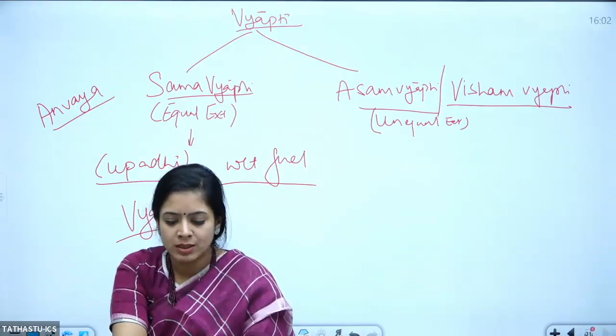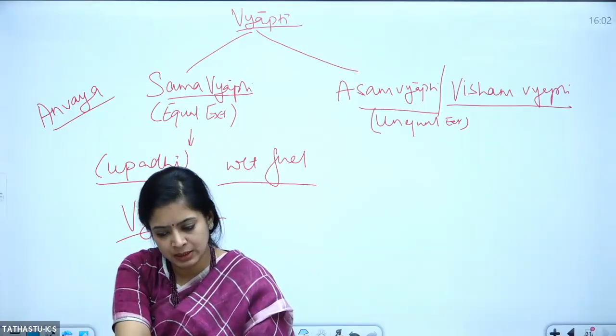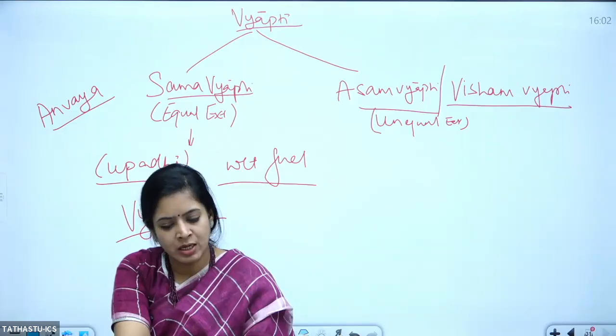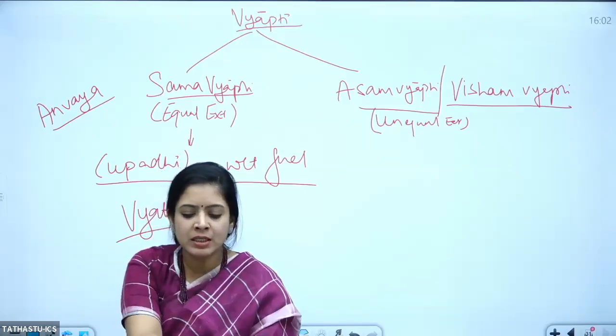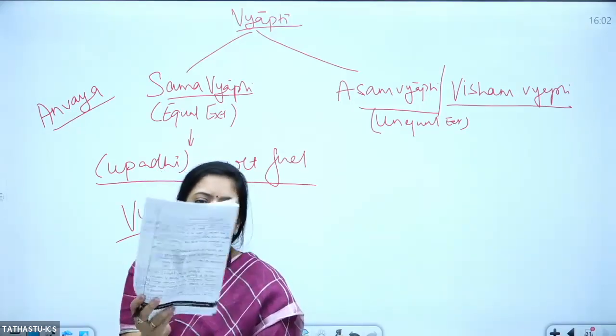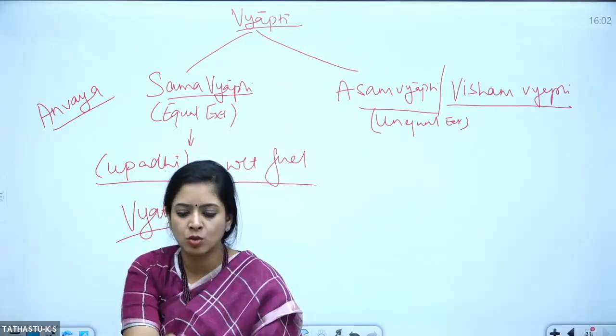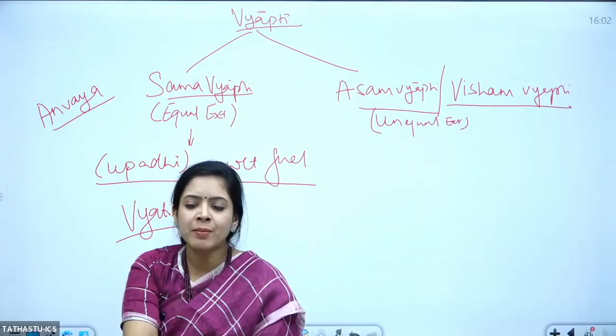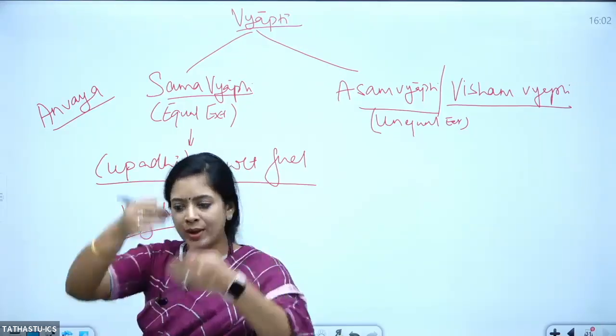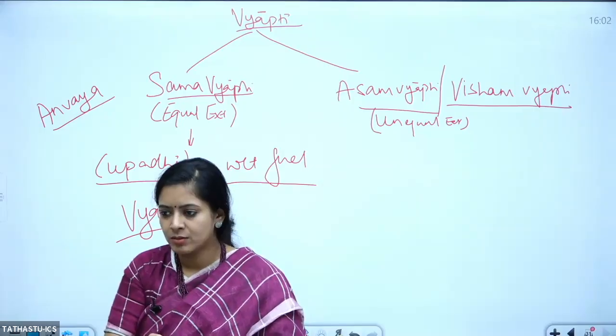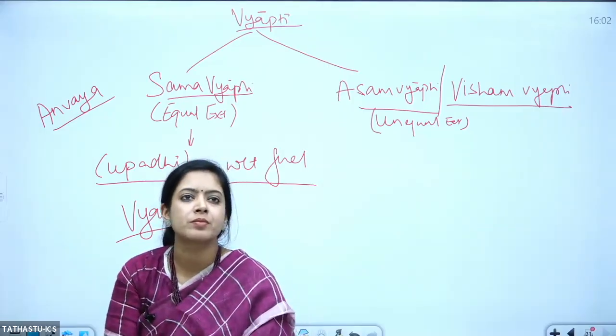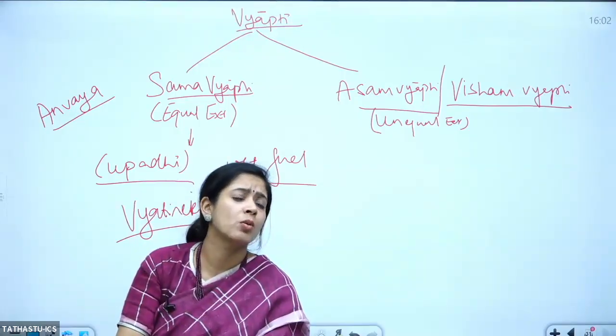Write this down. There should not be any exception or contrary example in Anvay and Vyatireki. Pari beta, it is written in your class notes that were given. Why am I making you write? Because the sequence is very important. Just because of that. Any doubt?